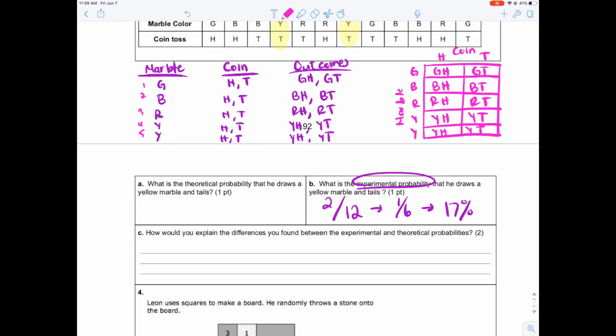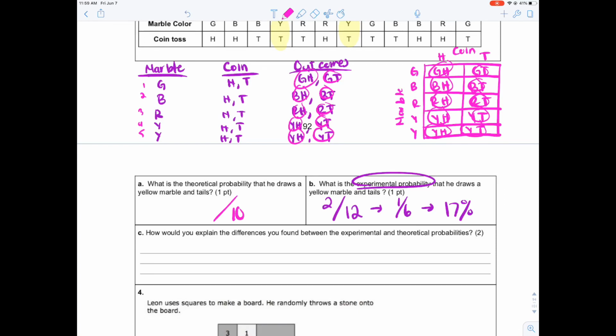So we need to ask ourselves, well, what's our denominator for the theoretical probabilities? Well, let's count how many outcomes. We have 1, 2, 3, 4, 5, 6, 7, 8, 9, 10. So it looks like it's going to be out of 10. Let's double check with the area model. 1, 2, 3, 4, 5, 6, 7, 8, 9, and 10. Excellent. Cool, so they're the same.